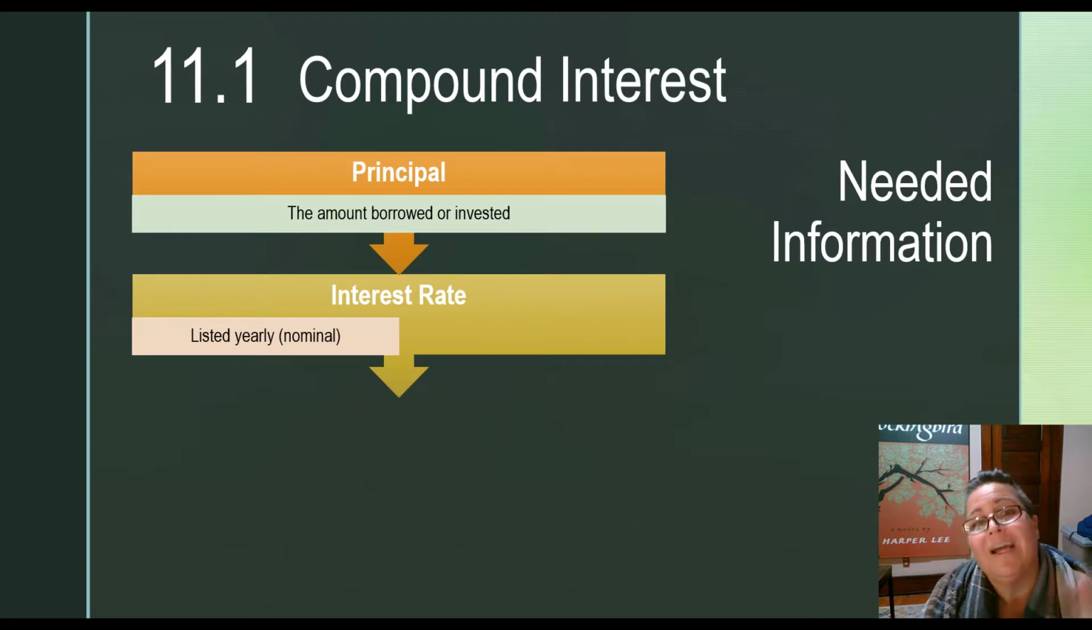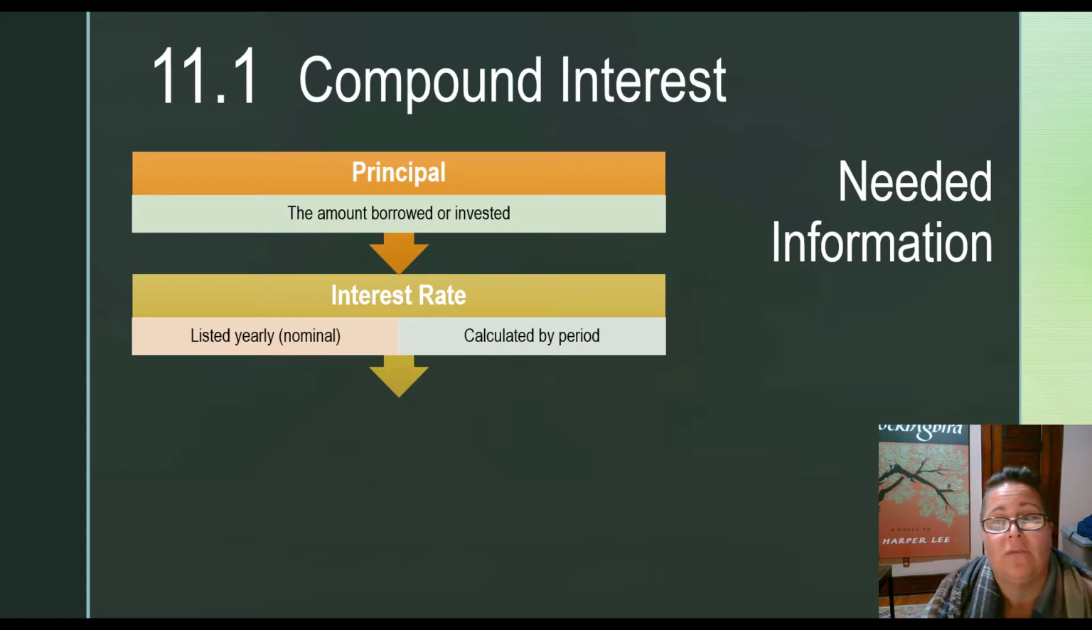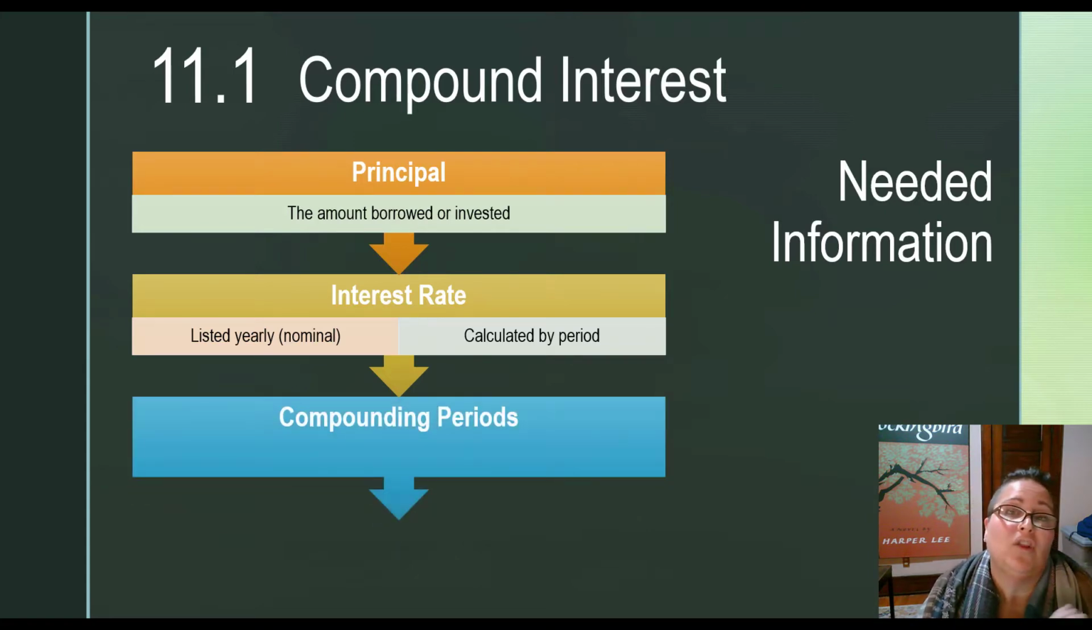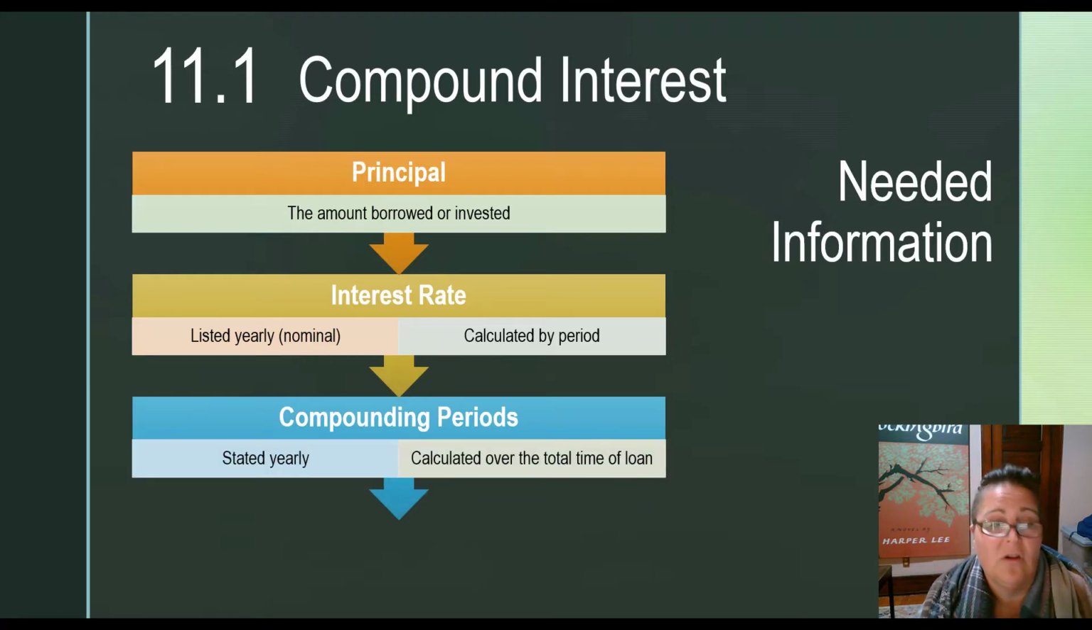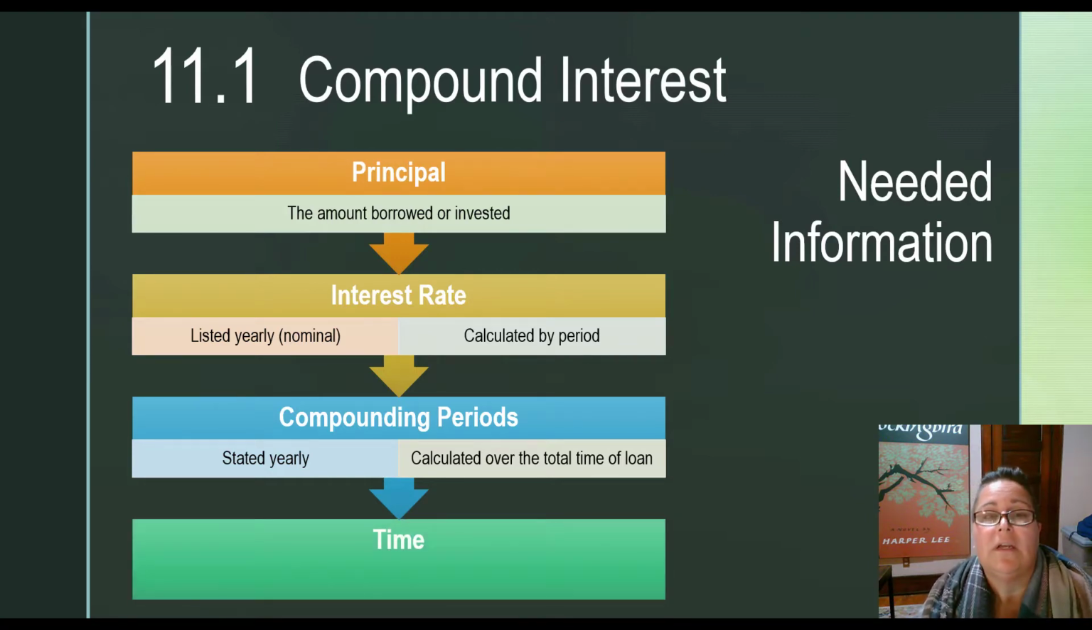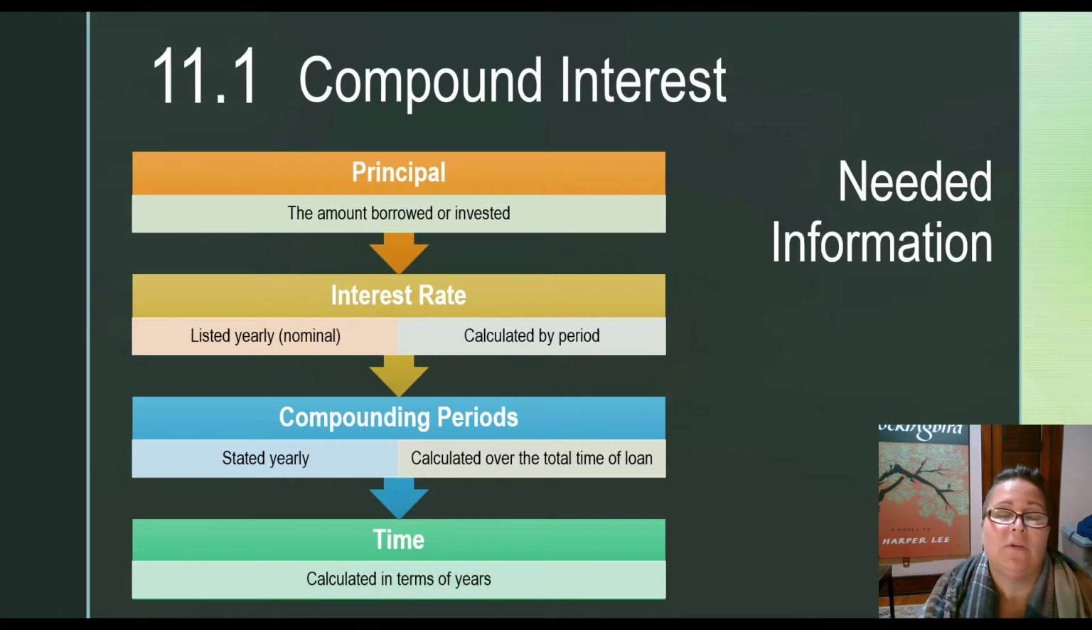However, because we're compounding, that means that at regular intervals called periods, we will need to know what that interest rate is broken down into those periods. We're going to look at the compounded periods, which are stated over the course of a year, but we're going to calculate them over the time of the loan. So we'll need to know both things: how many periods are there in a year, and then how many times over the course of the loan. The time in this case, as it was with simple interest, will be given to us in years.